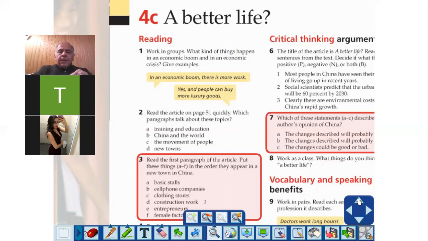And what happens in an economic crisis? People lose their jobs and the prices of basic items increase, such as rice or just basic food that we eat. Yeah, that is what is happening nowadays in our country. There is an economic crisis.